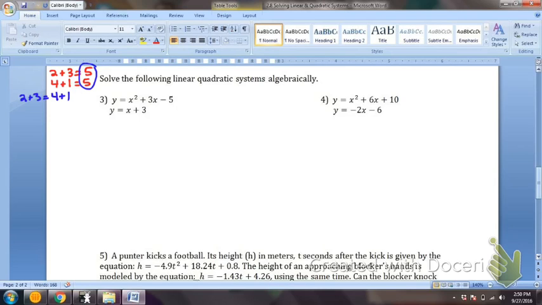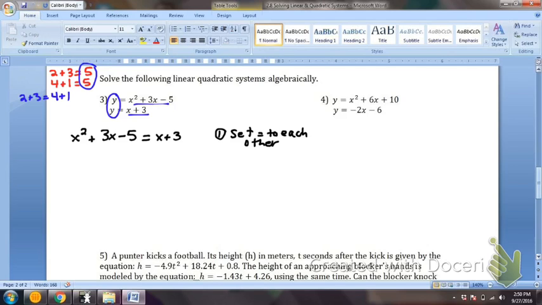Same concept down here. If they both equal y, what do we know about these two things? They're equal to each other. I can set them equal to each other. So the first thing that I'm going to do is x squared plus 3x minus 5 equals x plus 3. If you're a steps person, step number 1 is to set equal to each other. Okay, I just set them equal to each other.